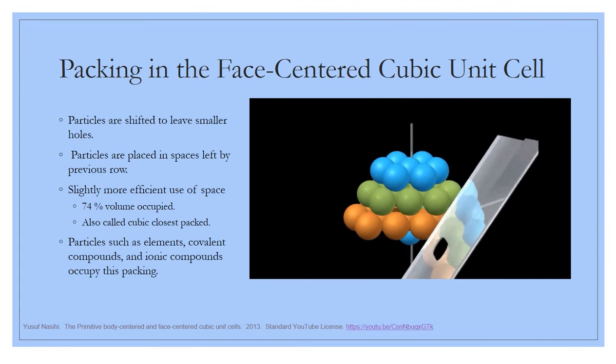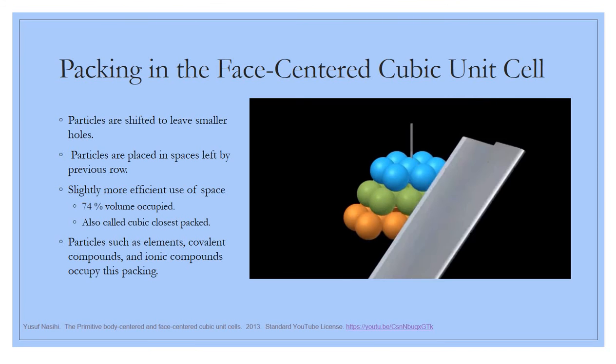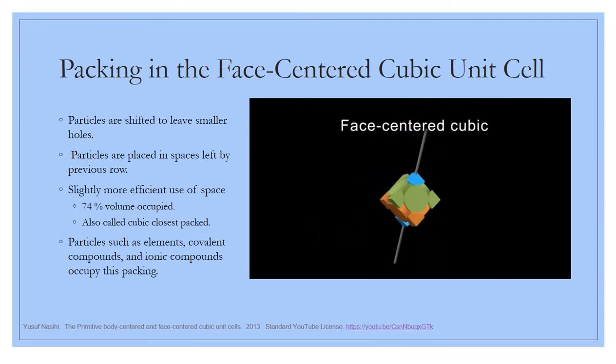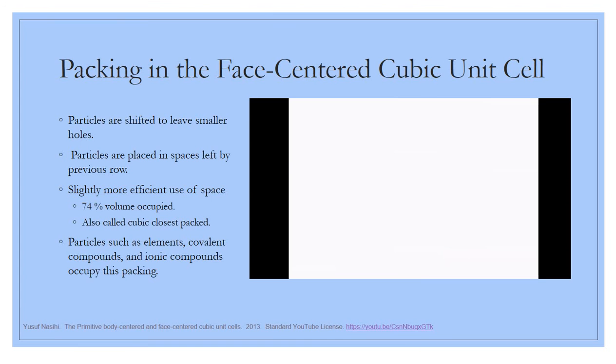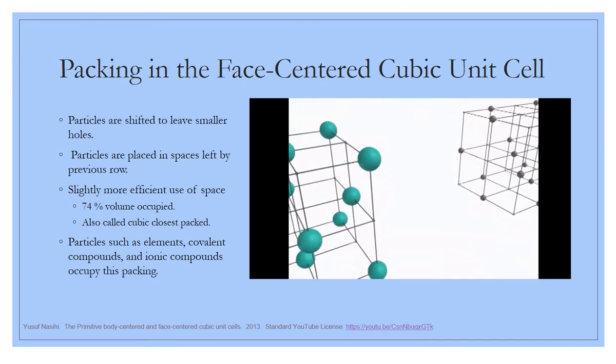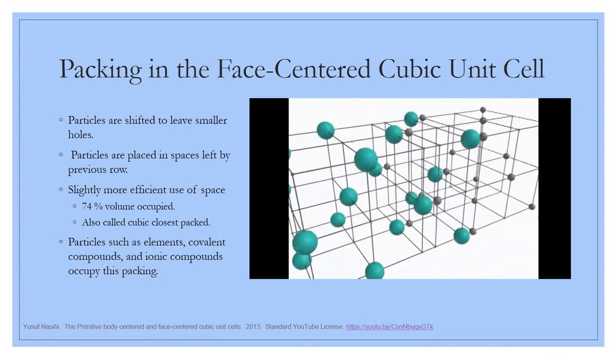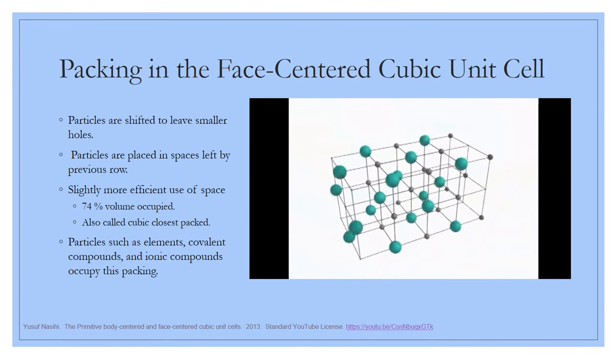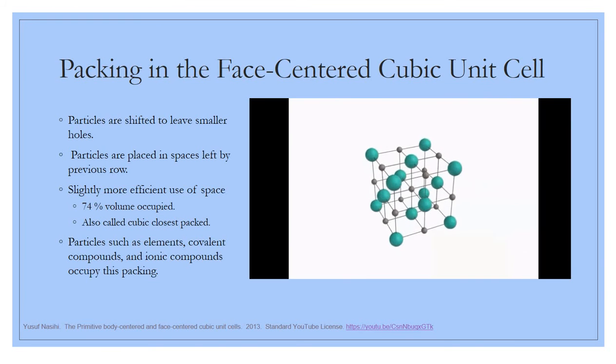So this is also called cubic closest packed. I don't know why they have 2 different names. It's just the way they do it. For the most part, I'm going to call it face-centered cubic unit cell. But if you see cubic closest packed, that's really just the face-centered cubic unit cell. Usually this is going to be elements or covalent compounds. Occasionally you'll have ionic compounds that do this. It really comes down to the ratio of each type of ion or each type of element that you would need, okay?